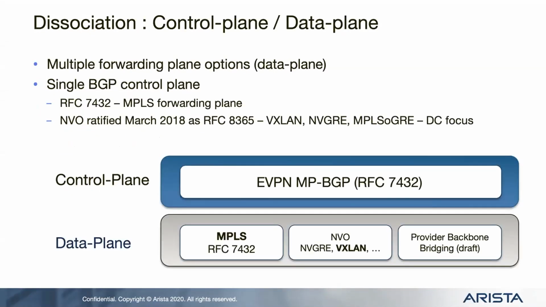One of the advantages of EVPN is that dissociation between the control plane and the data plane. It relied on 7432, the RFC defining EVPN for the MPLS data plane. However, with the new RFC 8365, it's now possible to use that EVPN control plane with additional forwarding planes, such as VXLAN, for example. So you've got that control plane, EVPN, and MPLS is one data plane, but you can have VXLAN as a data plane. And my colleague Sean is going to talk later on about when you choose one over the other.